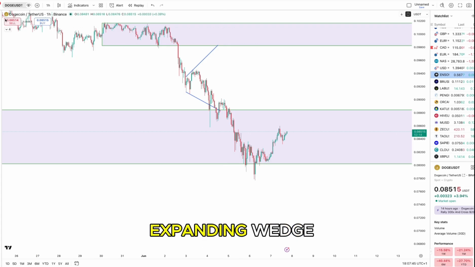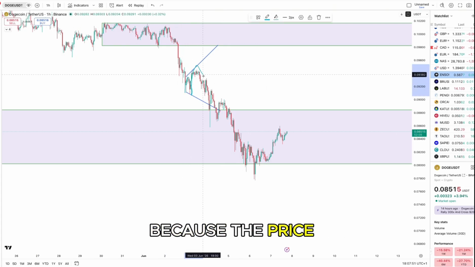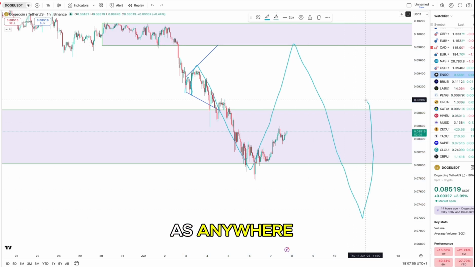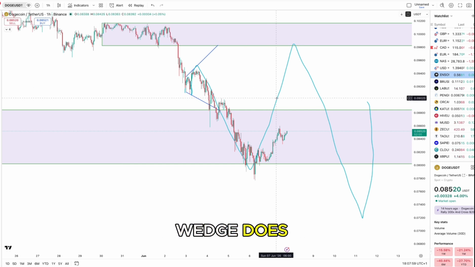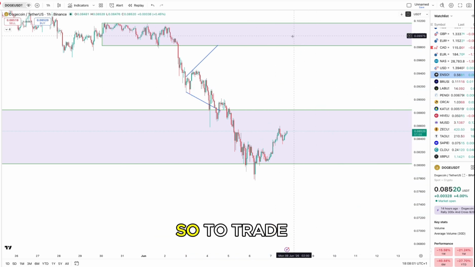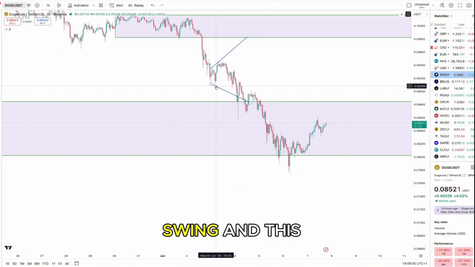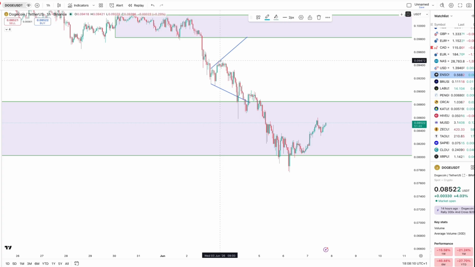If you're trading an expanding wedge, this is how it works: the price looks like a microphone, but it can go as far as anywhere. The price will continue moving. That's what an expanding wedge does. It's always very hazardous. So to trade an expanding wedge, now this is my first 2 swings and this one is higher. Now this last swing, this is where I can find a wedge.